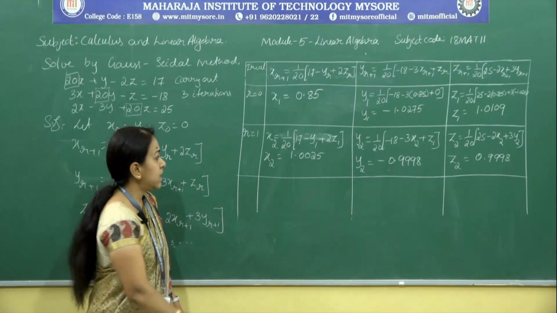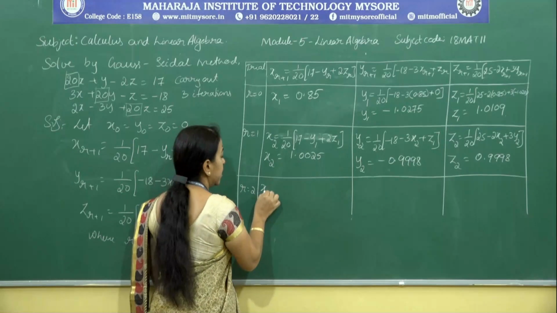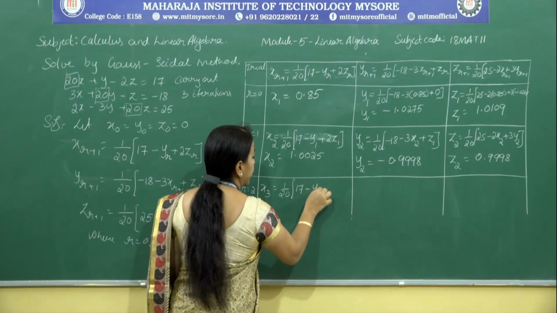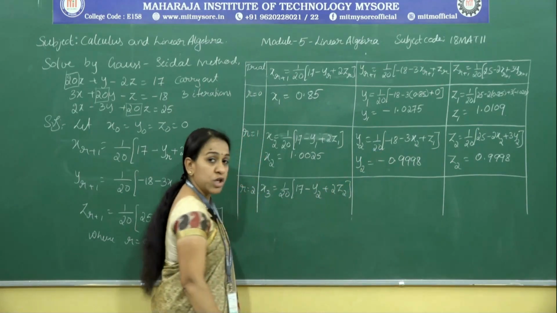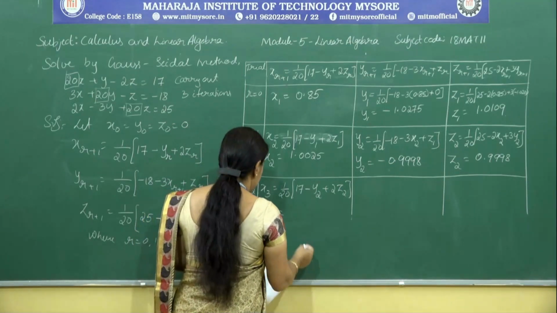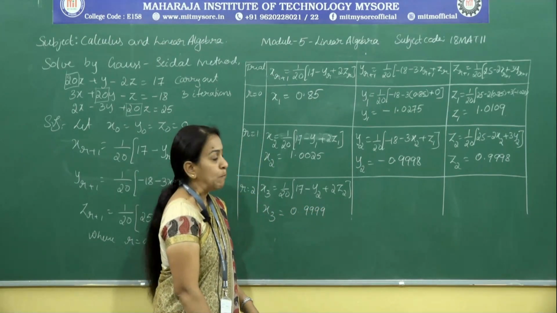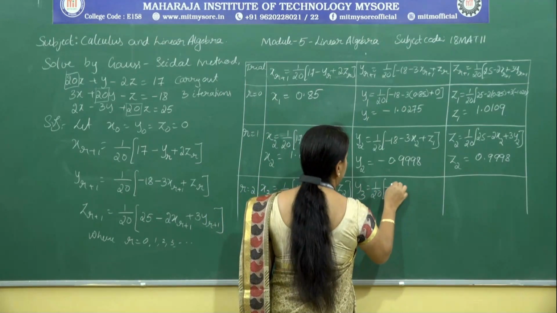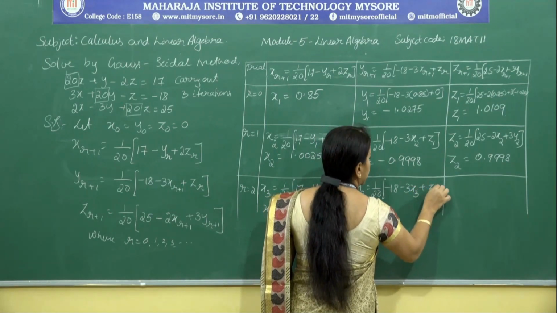Next and last trial: if I put r equal to 2, then I will get x3 as 1 by 20 into 17 minus y2 plus 2 times z2. You know what y2 and z2 are, so substitute those values, and then we will get x3 as 0.99994. Similarly, y3 is 1 by 20 into minus 18 minus 3 times x3 plus z2.